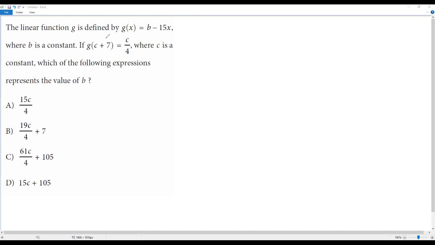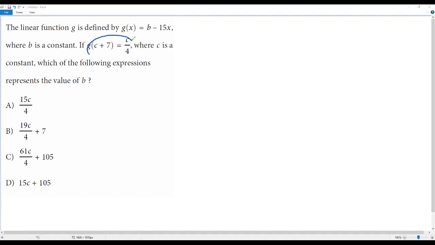The linear function g is defined by g of x equals b minus 15 times x, where b is a constant. If g of c plus 7 equals c over 4, where c is a constant, which of the following expressions represents the value of b? Okay, using the given information, we have to solve for b.